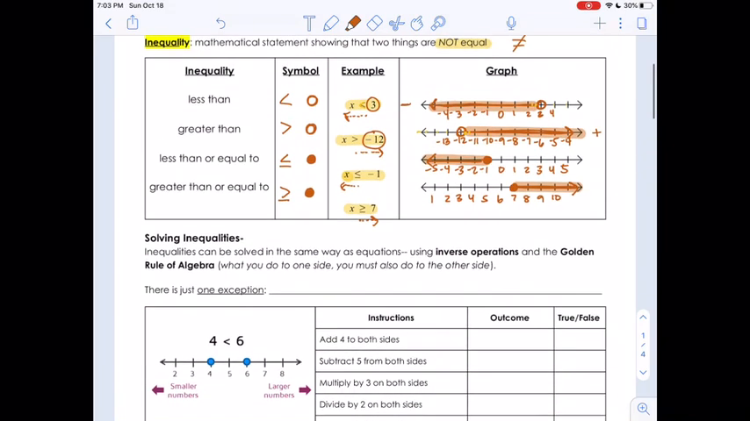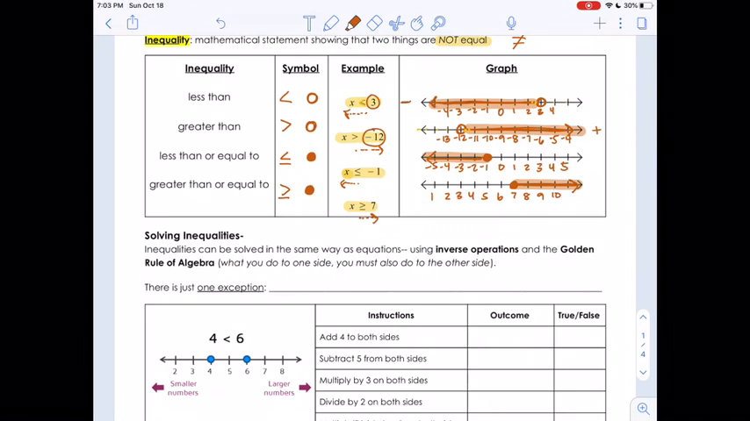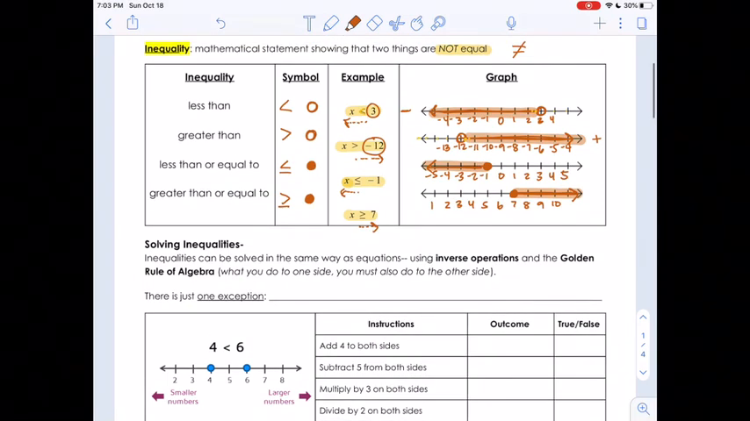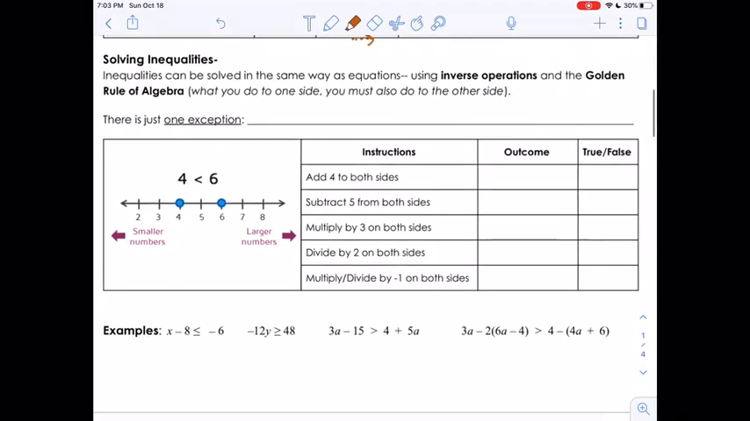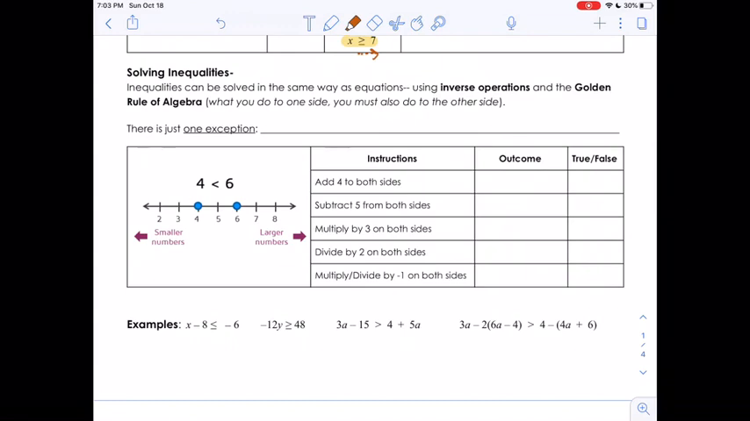So now we are going to talk about how to solve inequalities. We've worked with solving equations, but we also need to be able to solve inequalities. So the steps for solving an inequality are going to be very, very similar to solving an equation. So inequalities can be solved in the same way as equations. So we're going to use these ideas we've already worked with, the idea of inverse operations. So what that means is addition and subtraction undo each other, and multiplication and division undo each other.